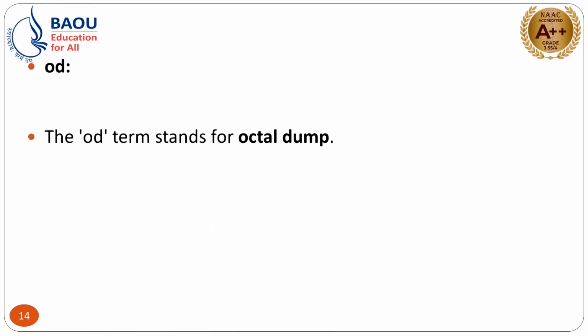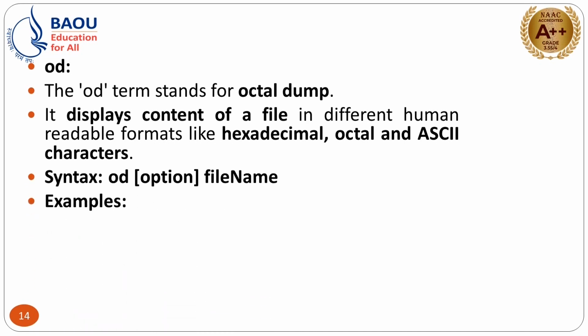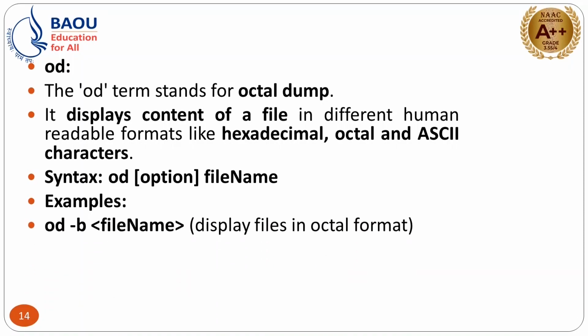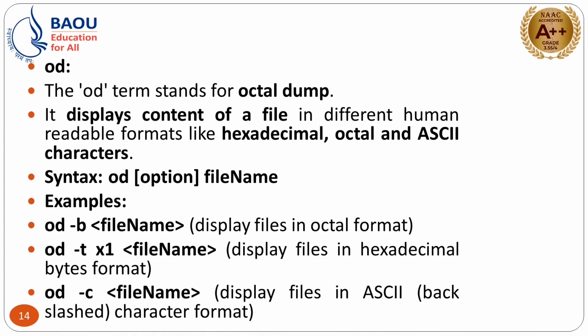Now another filter, that is od, that is octal dump. If you want to convert whatever contents are available in the file into a specific format, for example ASCII format, hexadecimal format or octal format, in that case you use this od command. It is very simple. According to your requirement you can change the options. If you want to convert your contents into octal, you use the b option.